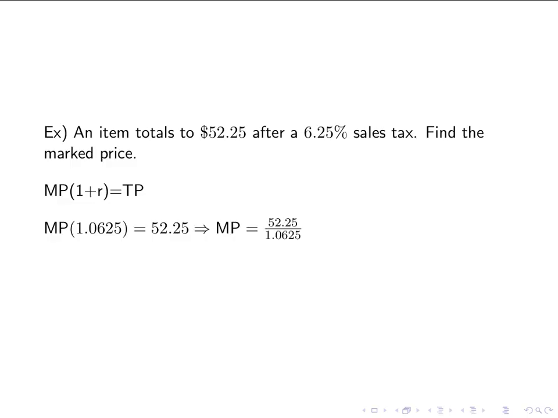We'll then find MP by dividing both sides by 1.0625. And then rounded to the nearest hundredth, we get $49.18. Always make sure that your answer makes sense, both in the fact that you need the hundredths place and that the marked price is always smaller than the final price, right? The marked price added to the sales tax gives the total price.